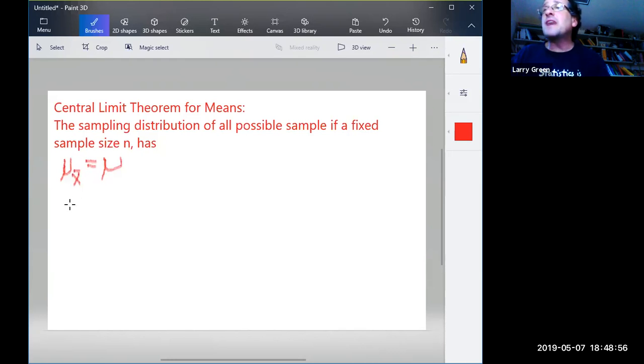Okay, now comes the next one. This is a biggie. And that's sigma sub x bar. Sigma sub x bar is the standard deviation of all possible sample means. And that is equal to sigma divided by the square root of n.